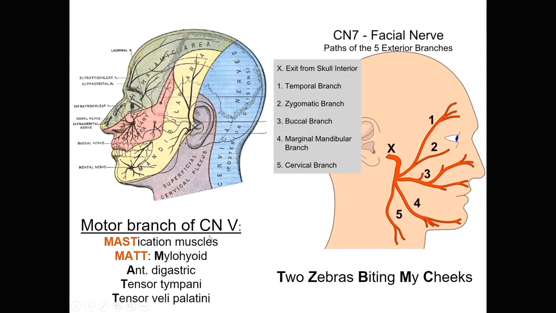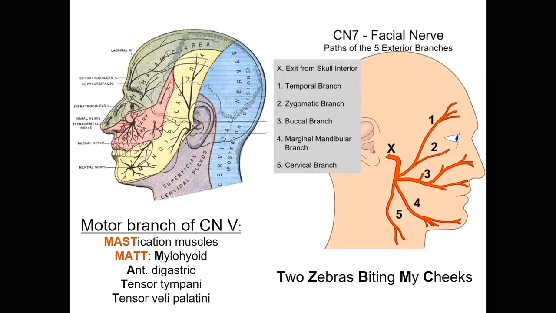So the motor branches of cranial nerve 5, or V3, innervate several muscles. They're known as your MAT. MAT stands for the 4 muscles that are specific outside of your mastication muscles. Mastication is your chewing muscles. So that's going to include your masseter, it's going to include your lateral pterygoid, which is important for opening your mouth, as well as the other pterygoid muscles.